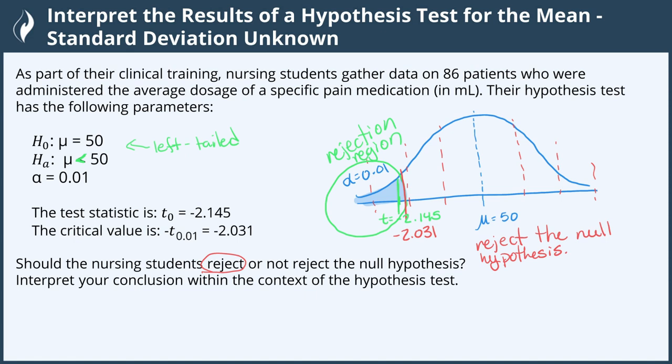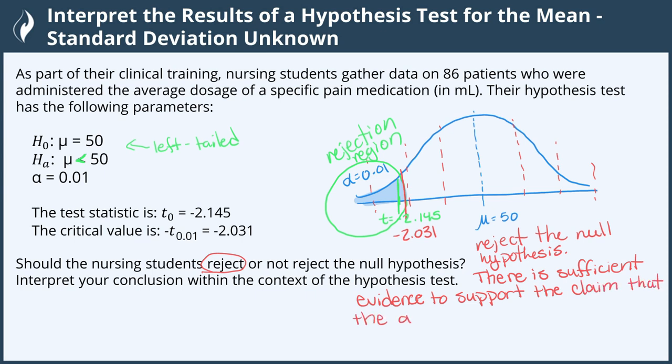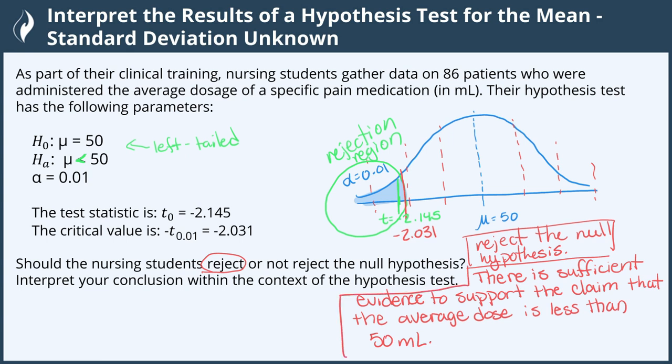This means that there's sufficient evidence to support the alternative that the average dose for this specific pain medication is less than 50 milliliters. We've now answered both of our questions. We've rejected the null hypothesis and interpreted that in the context of the hypothesis test, and now we're all done.